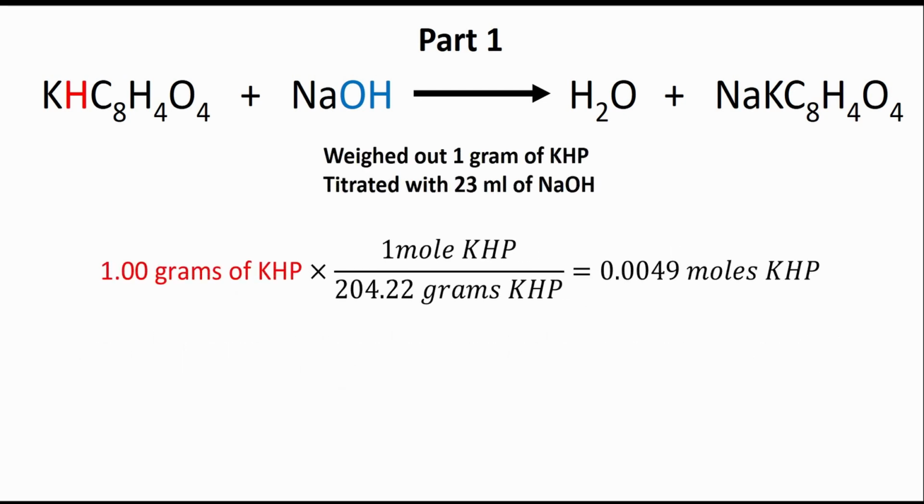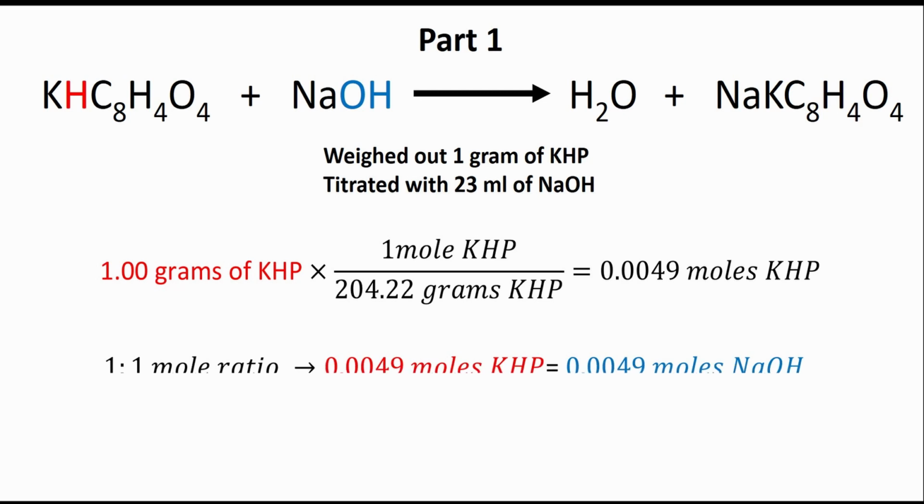So in this example, we say that we have 1 gram of KHP, and based on the fact that the molar mass of KHP is 204.22 grams per mole, 1 gram of KHP is about 0.0049 moles. Because of our chemical equation, we know that there is a 1-to-1 mole ratio of KHP and sodium hydroxide, which means that if it took 23 milliliters of sodium hydroxide to titrate that KHP, that means we also delivered 0.0049 moles of sodium hydroxide to that solution.